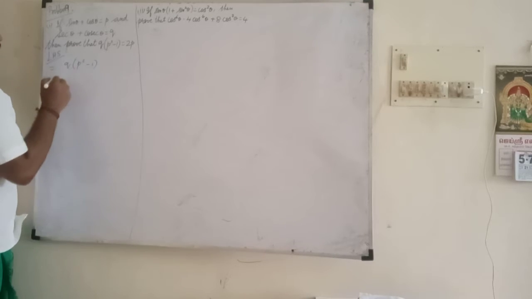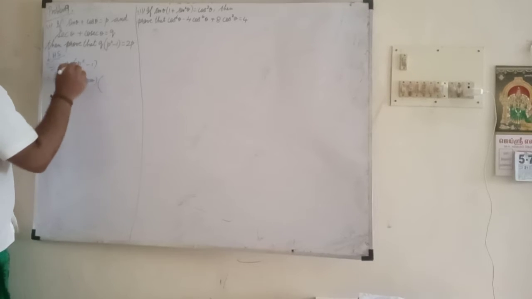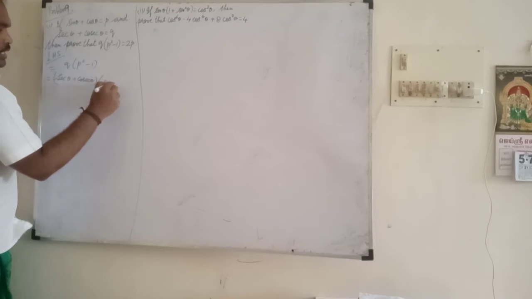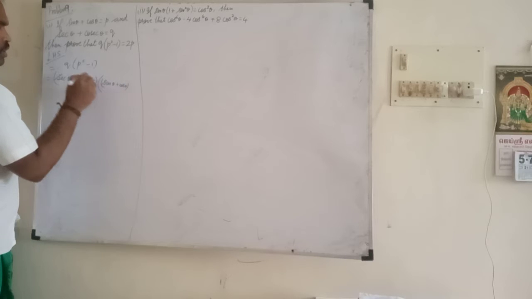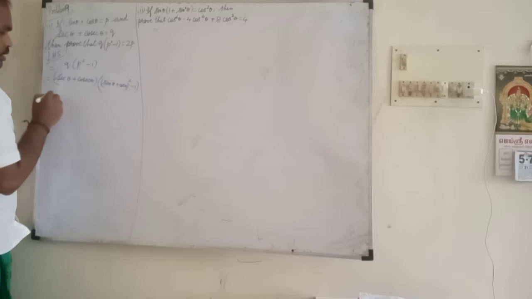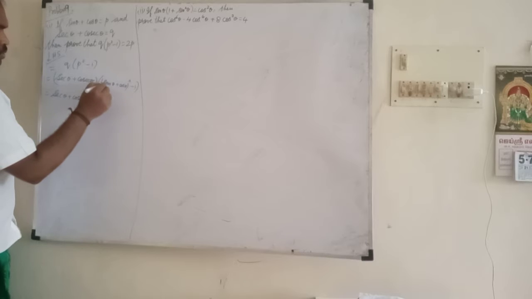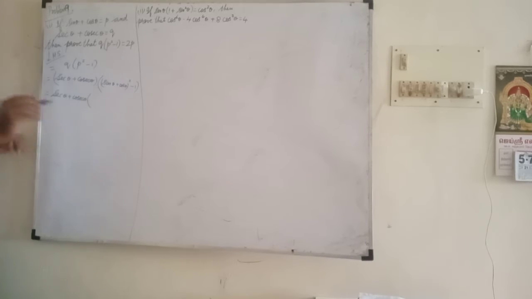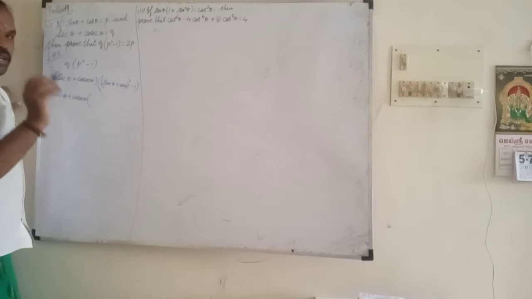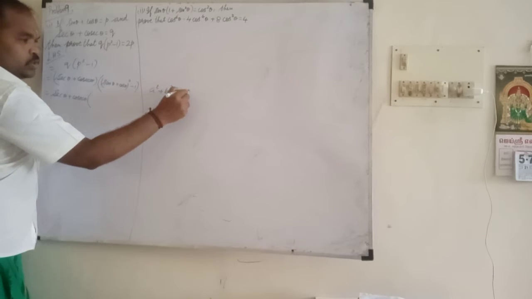Q is how much? Secant theta plus cosecant theta. Into, P is what? P is sin theta plus cos theta. So it is (sin theta plus cos theta) whole square minus 1. For (A plus B) whole square, we need to do as per the formula. What is the formula? A square plus B square plus 2AB.